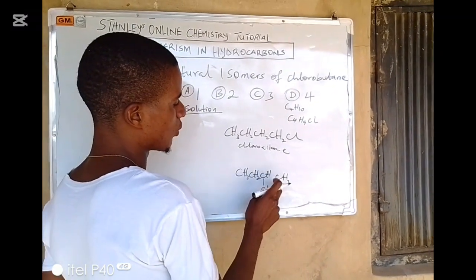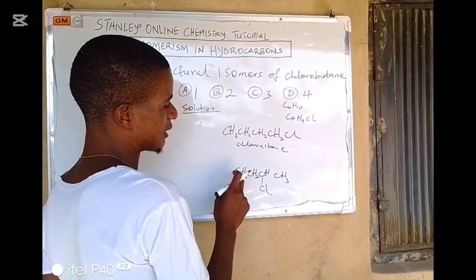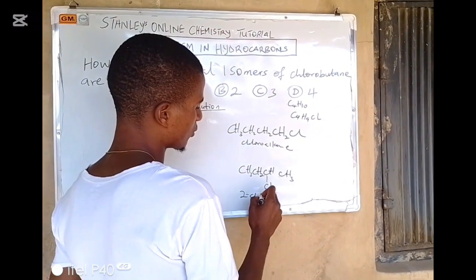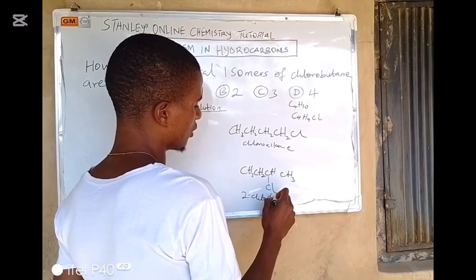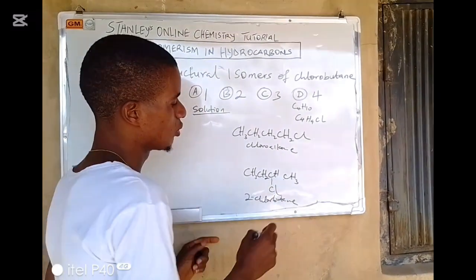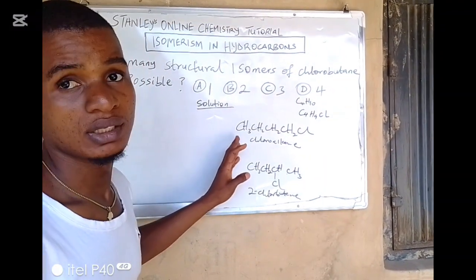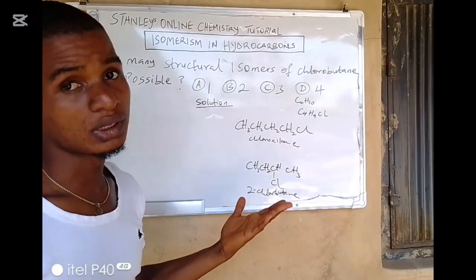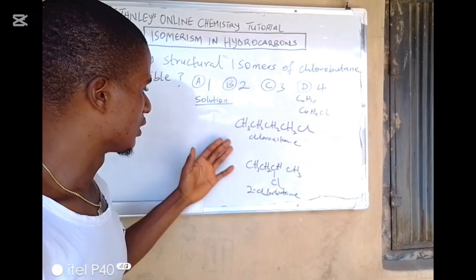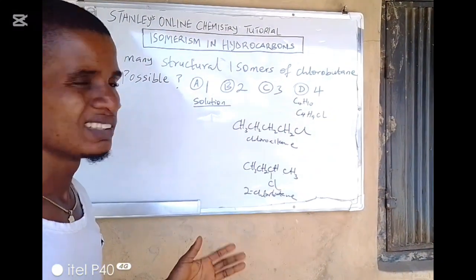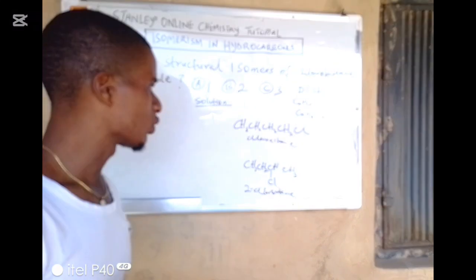Now this is 1, 2, so it is on carbon 2. This is 3, this is 4. So this is 2-chlorobutane. Does it make sense? Yes. So this one is chlorobutane; you can also say 1-chlorobutane, your choice. This is 2-chlorobutane. So this is a second structural isomer. Is that all? Now let us find out.